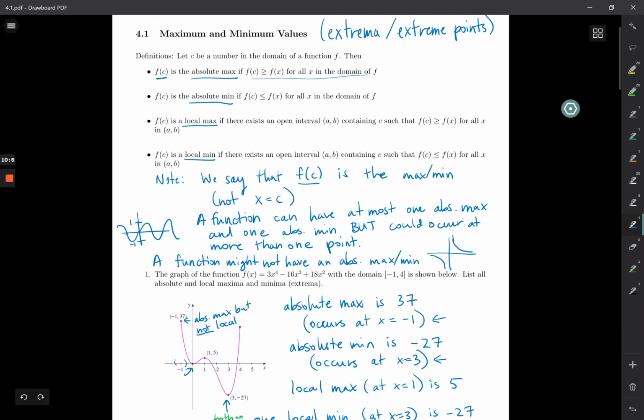So it has a vertical asymptote at 0 and also a horizontal asymptote at 0. So this function actually has no extrema. There are no absolute max, no absolute min, no local max, no local min. So this function has no extrema. So this can happen. But of course we'll probably have mostly examples that do have maxes and mins.